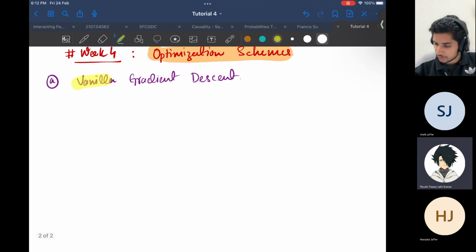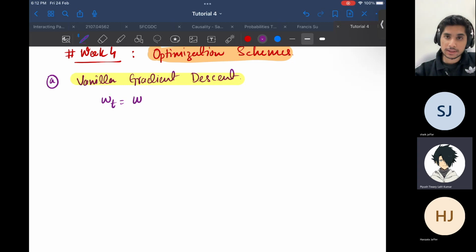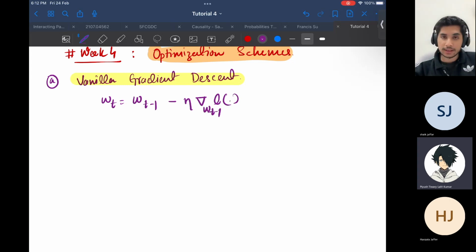So the first thing that we saw was vanilla gradient descent. We already knew this from our previous week's assignment. What is the scheme here? At time instant t, we take the previously updated weight vector w_{t-1}, use a step size called the learning rate, denoted by eta, take the gradient of the loss function with respect to w_{t-1}, and update using a rule like this.